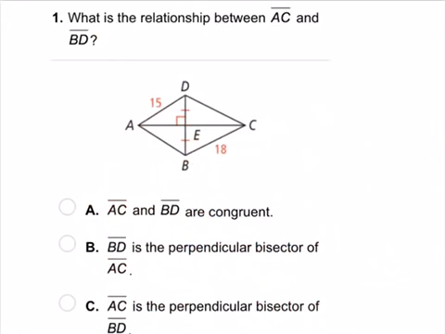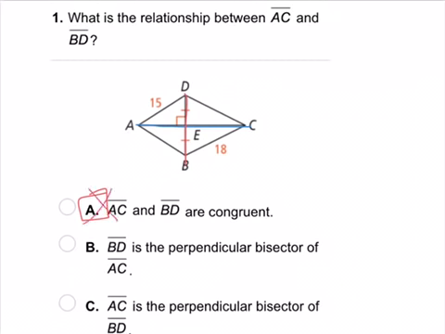All right, a couple last questions here, just summary-wise. In this one, they want to know what is the relationship between AC and BD. First I see that they are congruent. No, we can't conclude that. There's nothing that says that they are congruent.